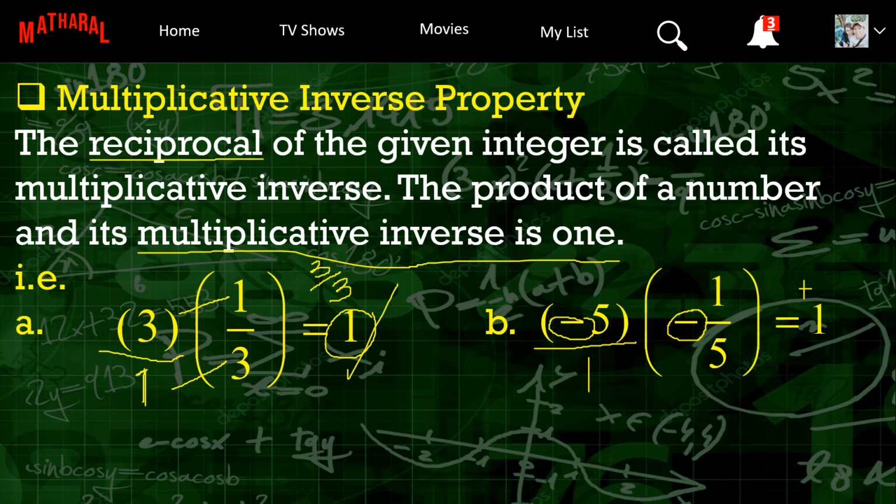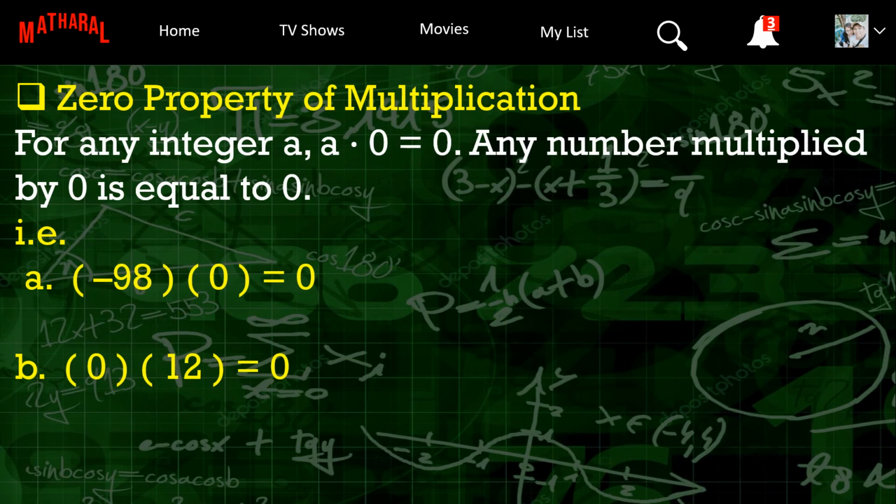So, moving forward, now we are on the zero property of multiplication. For any integer a, a times 0 is equal to 0. Any integer multiplied by 0 is equal to 0. So, as easy as that. Example letter A: negative 98 times 0 is 0. Example letter B: 0 times negative 12 is 0.